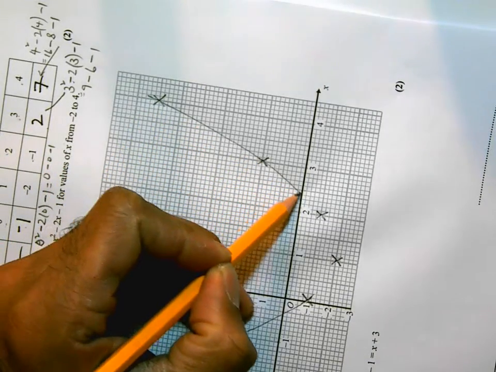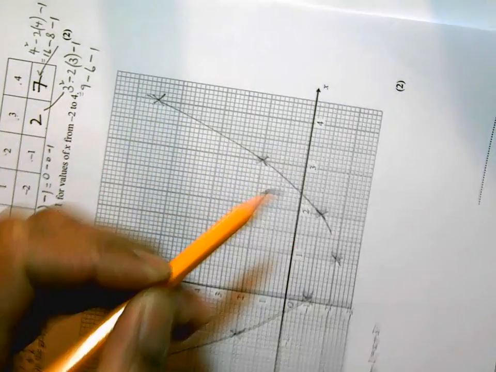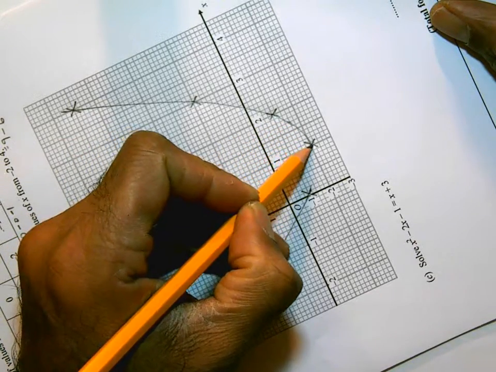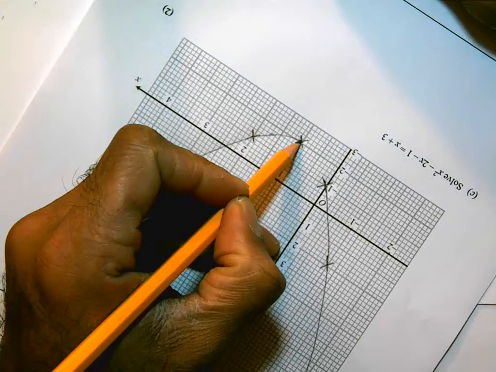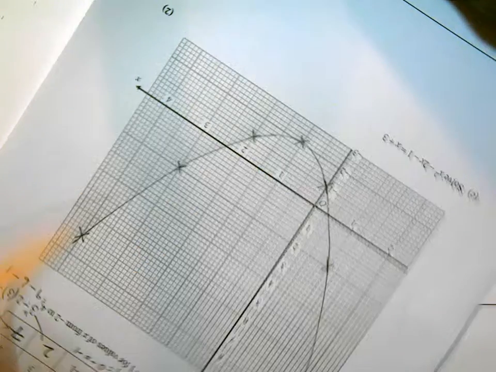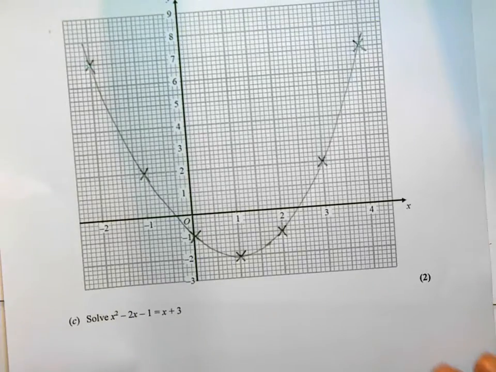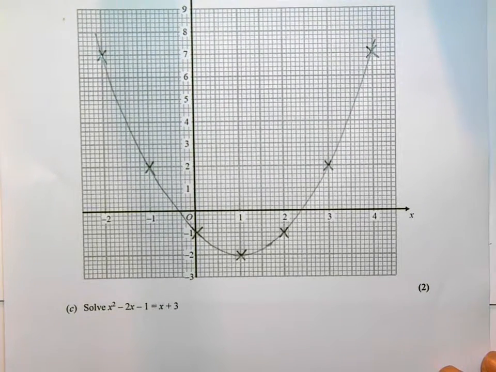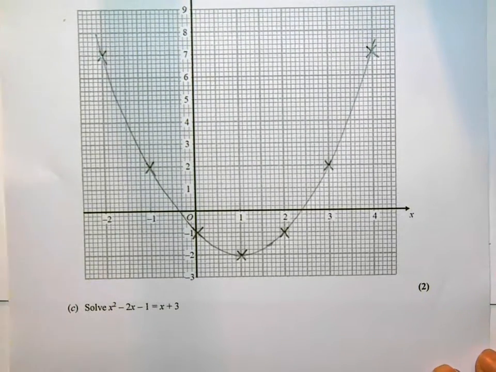So to go to there and then around there. Doesn't have to be a work of art, but please do not join them up with straight lines. Okay, there is your curve. Make sure you could do it. It's an easy 2 marks, right? Make sure you get all the marks for that.